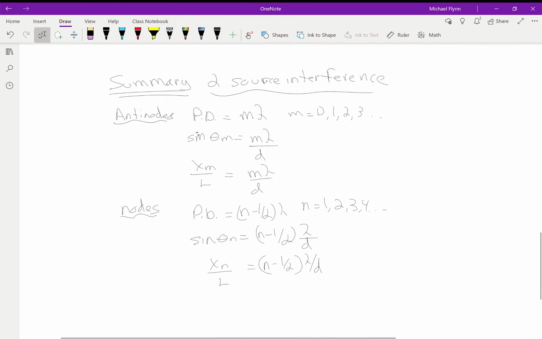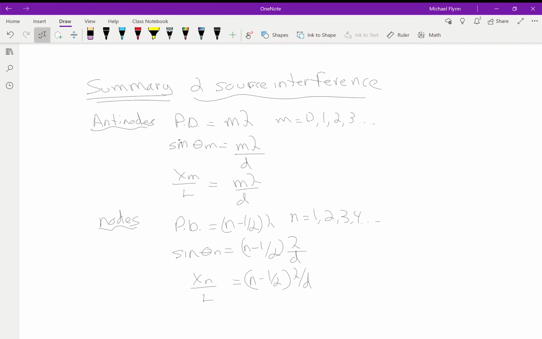I know there's a lot in these notes. I know it's a really long video, 45 minutes now. But it shows you where all the equations come from, what all the variables mean.